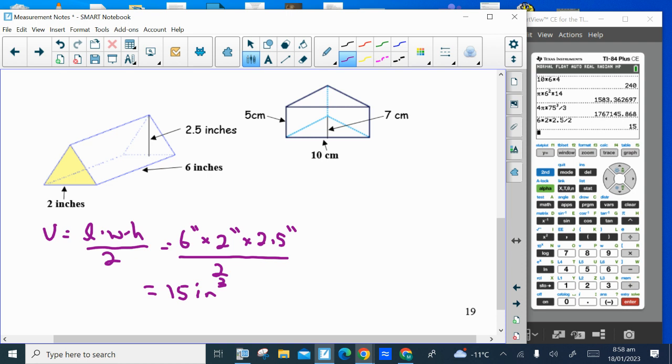For the next one, it's just the same type of shape, but it's sitting on the triangular piece instead of sitting on a rectangular piece. But it doesn't really matter what you say is the length, the width, or the height, because when you multiply 3 numbers together, order doesn't matter. So you're going to multiply 5 times 10 times 7 and divide by 2, and that'll give you your volume. Okay?